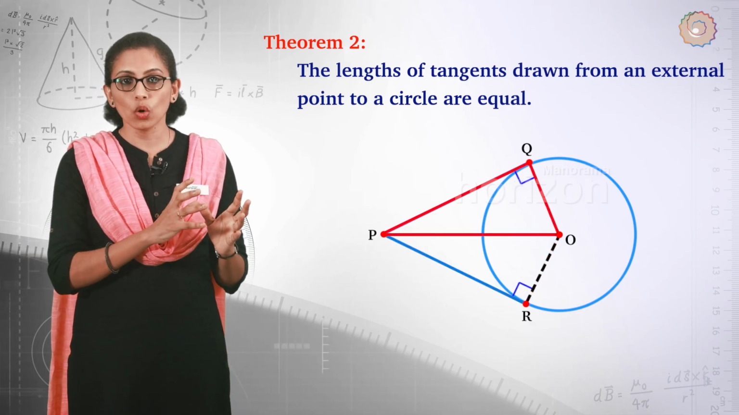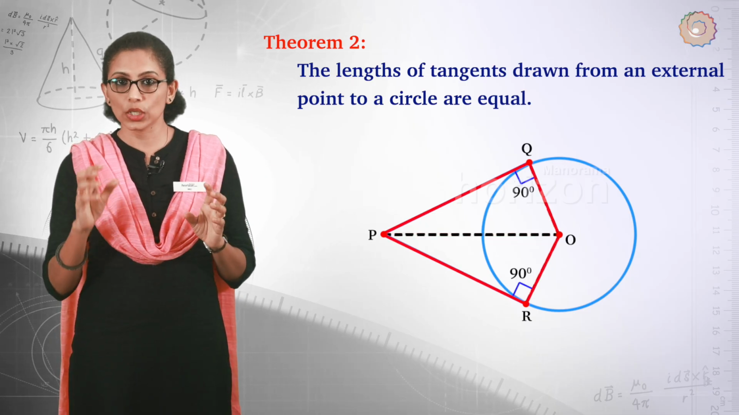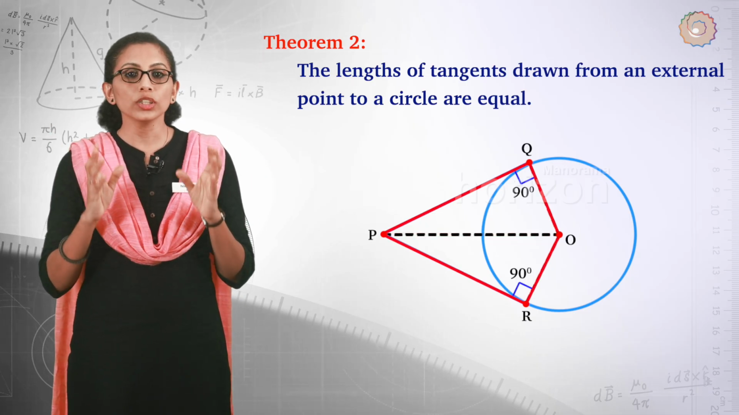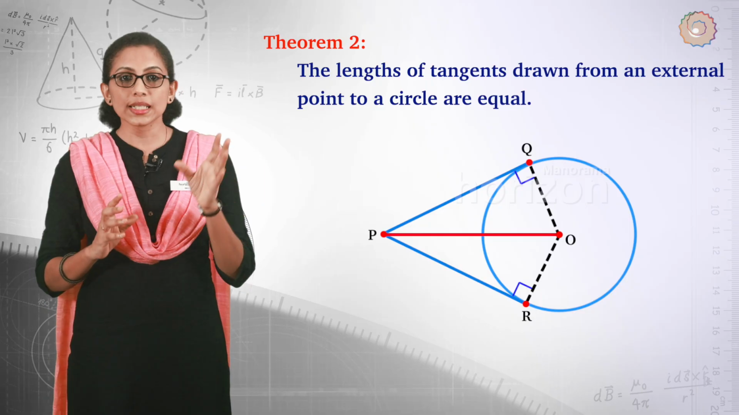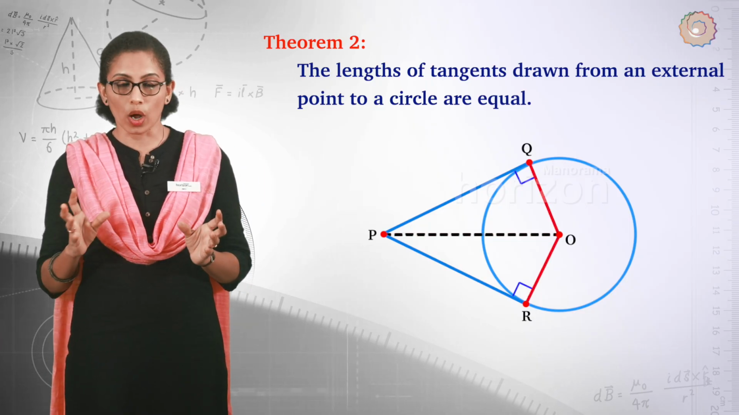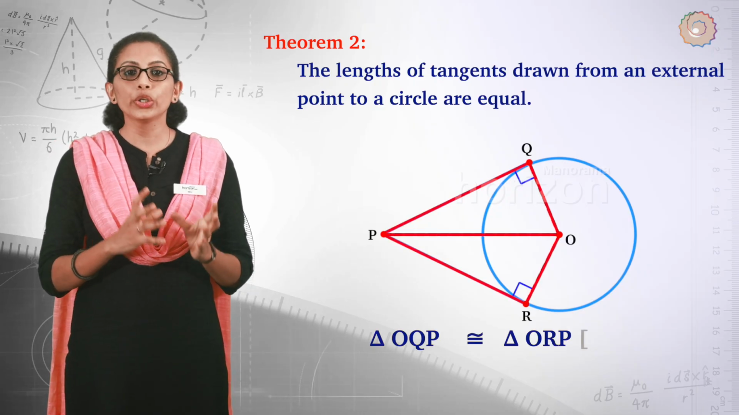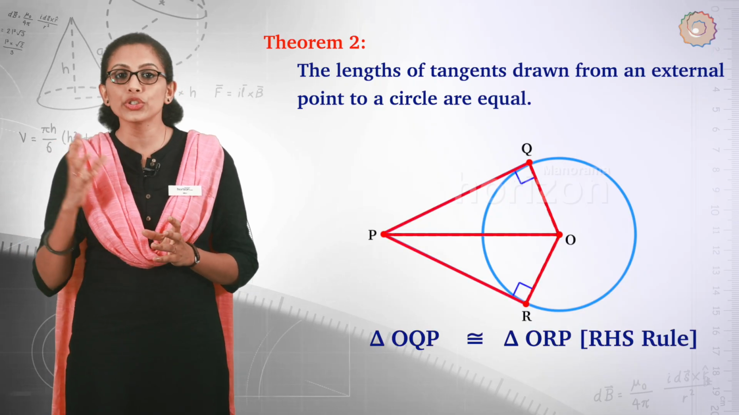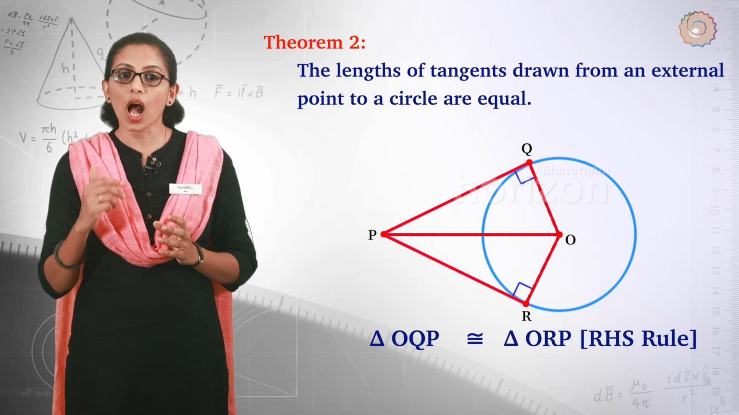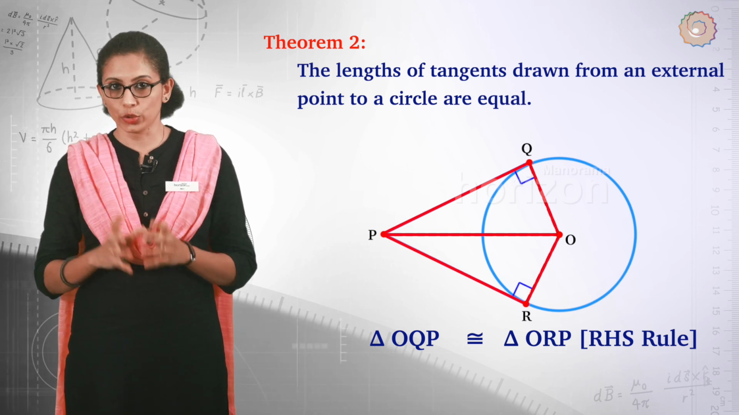Now take triangle OQP and triangle ORP. Angle OQP is equal to angle ORP, both 90 degrees. OP is equal to OP, it's a common side. OQ is equal to OR. What is the reason? Both are radii. So triangle OQP is congruent to triangle ORP by the RHS rule. What is the RHS rule? Right angle, hypotenuse, side rule.